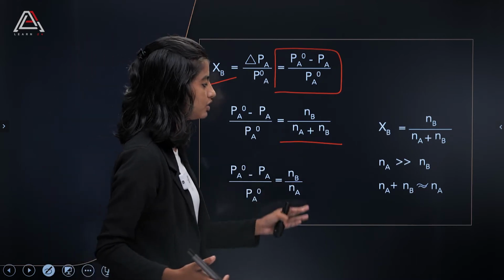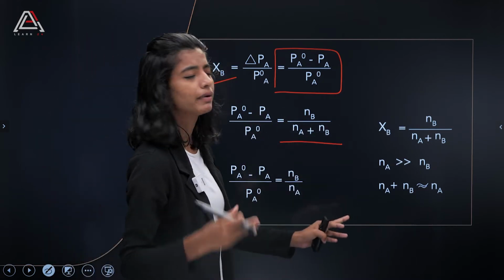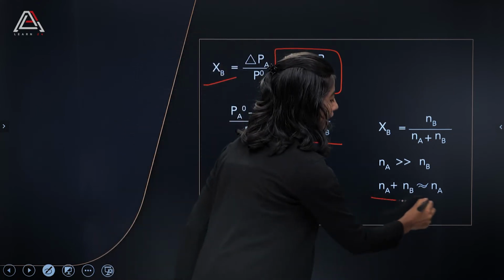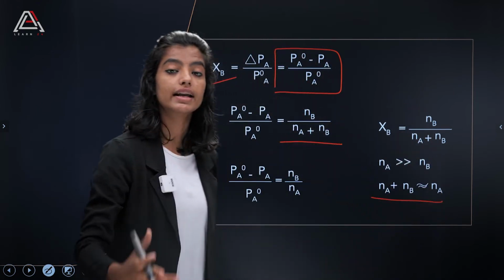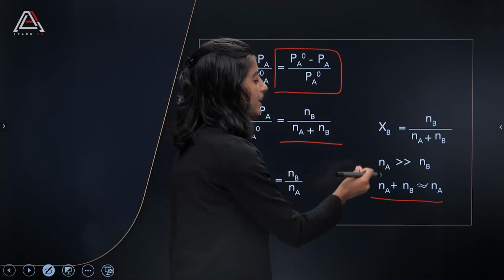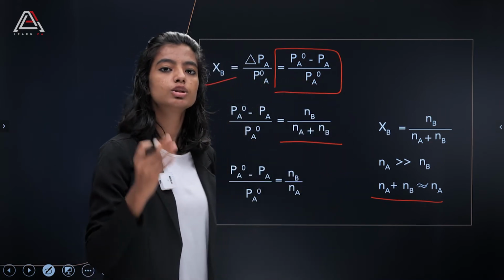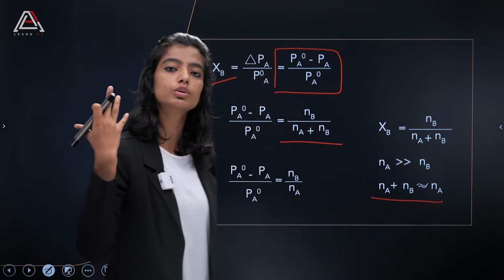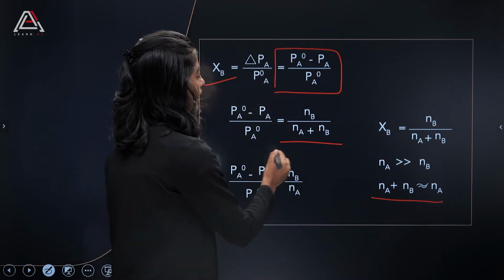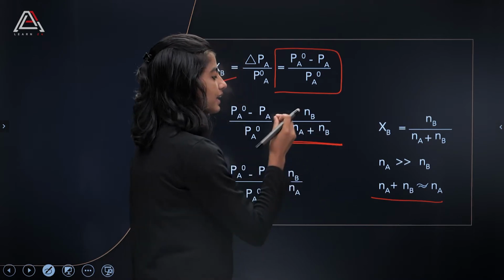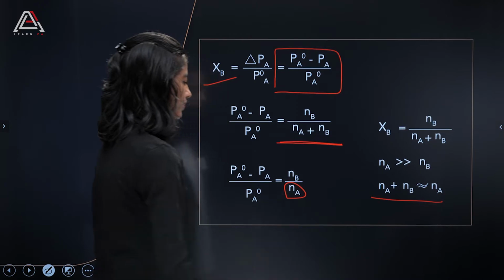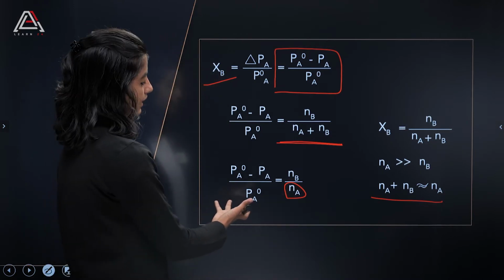When compared to NA, the NB is very small. So I can write NA plus NB is nearly equal to NA. Then I replaced this as NA, and I got an equation like this.